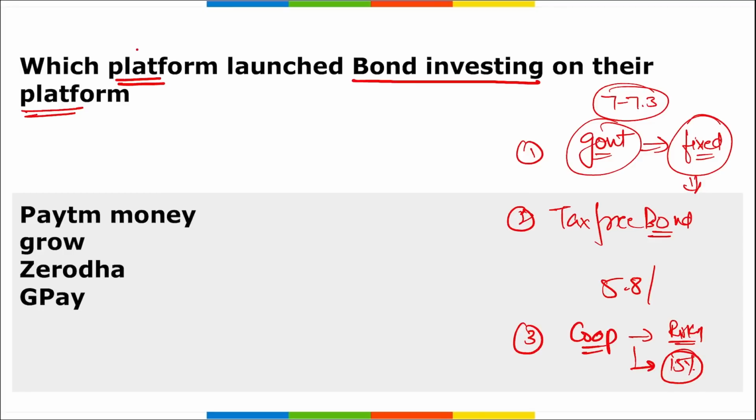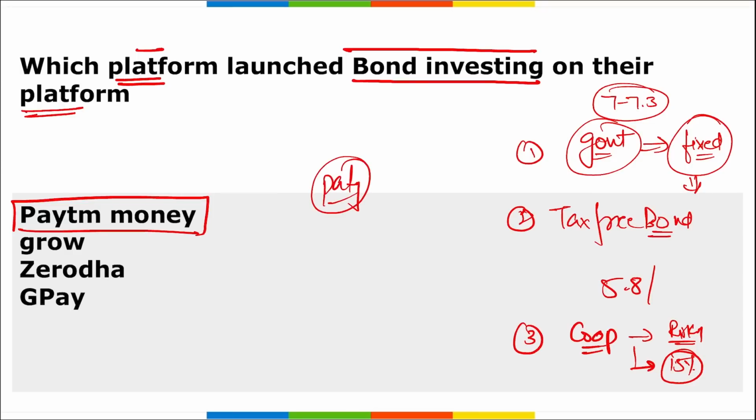Now the question asked here is, which platform launched bond investing on their platform? So it is your Paytm Money. Paytm Money is a wholly owned subsidiary of Paytm, a part of Paytm only. See, Paytm is basically for transactions. If you want to send money from one bank to another bank, the Paytm app is basically for payment, from one bank to another.